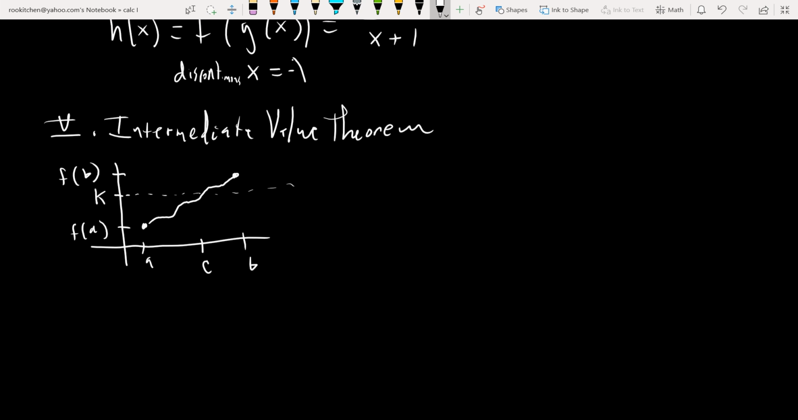It seems pretty obvious, but sometimes the things that are obvious need to be taken care of in math. Okay, we need to be very, very careful. All right, so anyways, let's actually write out the theorem in all of its glory.